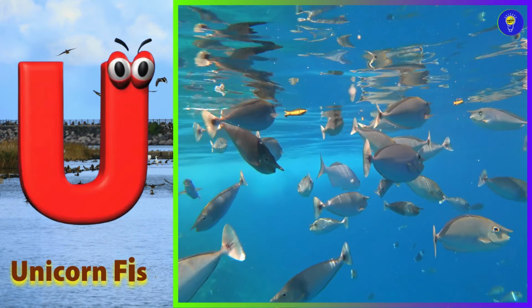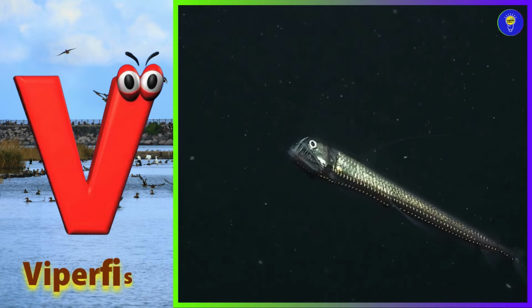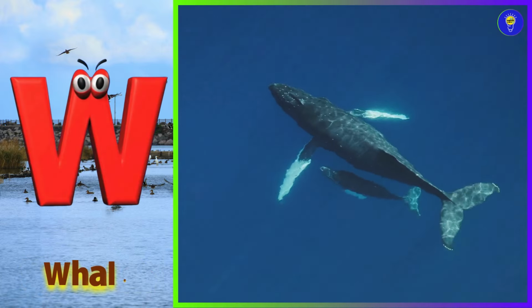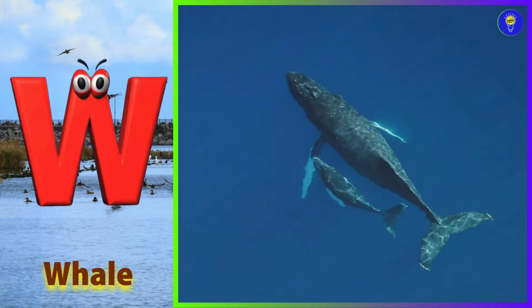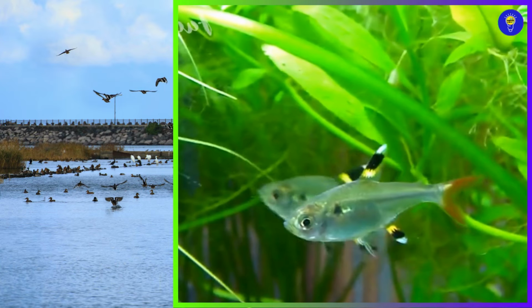U is for unicorn fish. Unicorn fish. V is for viper fish. V, v. Viper fish. W is for whale. W, w. Whale. X is for x-ray fish. X, x. X-ray fish.